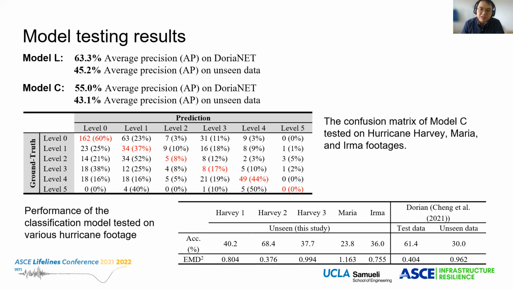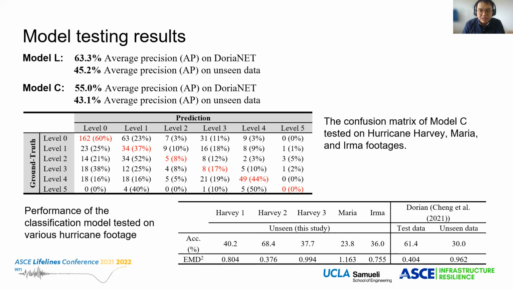But clearly, as more diverse training data is collected and used, it is expected that the quality of Model L will increase. For Model C, it was trained and tested on Hurricane Dorian again. It has overall 55% accuracy. And if we test this model on new footage from Hurricane Harvey, Irma, and Maria in Table 1, a previous table, without retraining, the accuracy is around 43%.